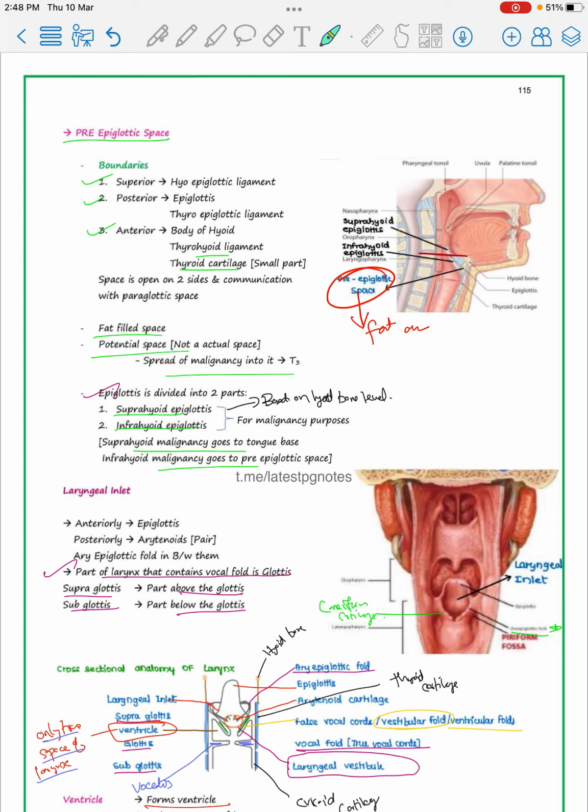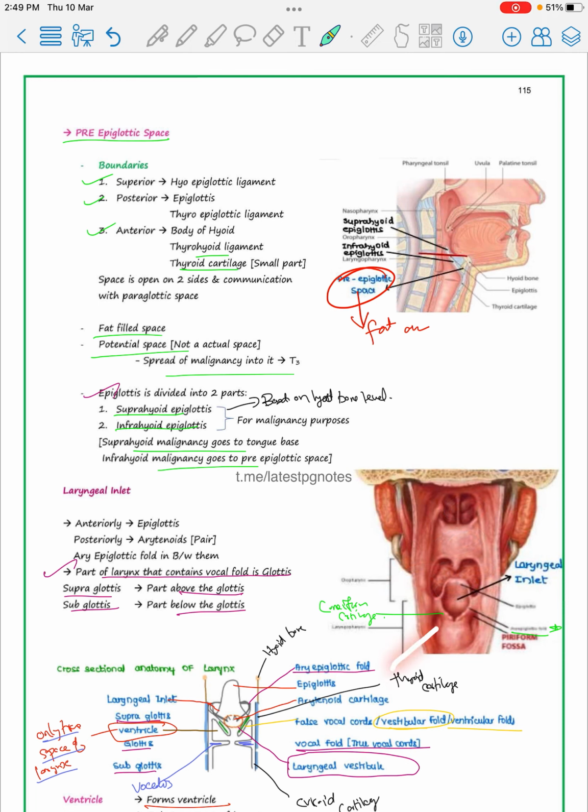Then the epiglottis is divided into two parts, suprahyoid epiglottis and infrahyoid epiglottis, depending upon the level of the hyoid bone. Then the laryngeal inlet, you can see the laryngeal inlet here. Behind this is the esophagus. This is the epiglottis. This is the soft palate. This is the oral cavity. You can see the uvula.